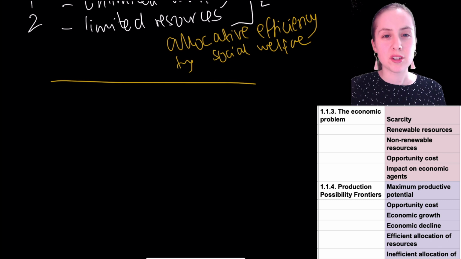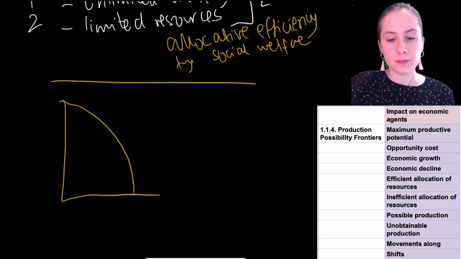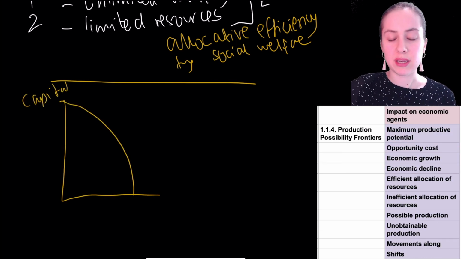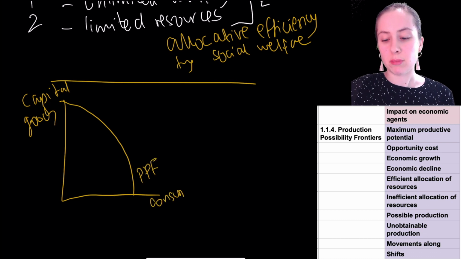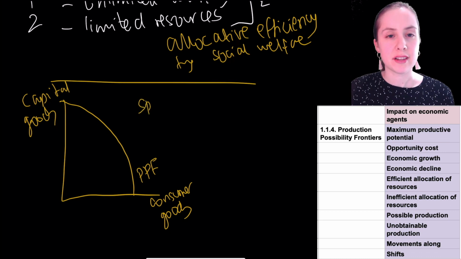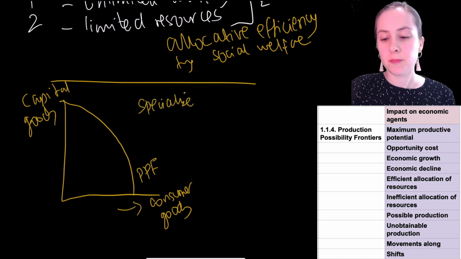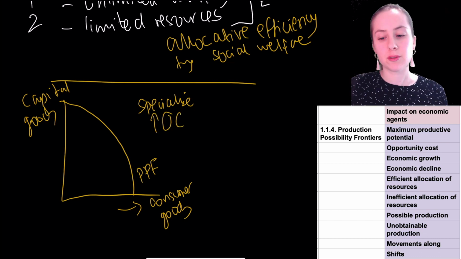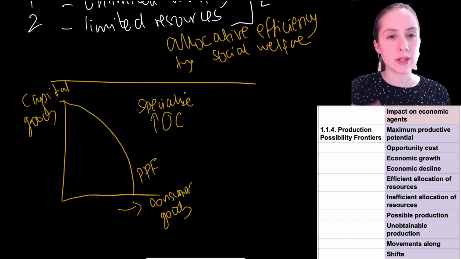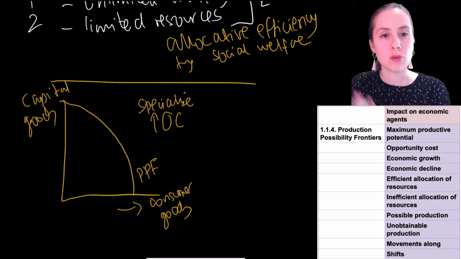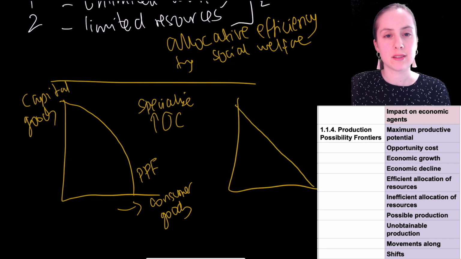Next section, production possibility frontiers. If you have a curvy PPF, such as capital goods and consumer goods, you will find that the more you specialize in one of the goods, so the more you go towards consumer goods, or the more you go towards capital goods, your opportunity cost will increase and increase and increase. It will be a greater trade-off the more and more you specialize.